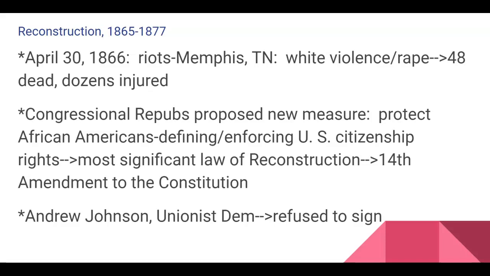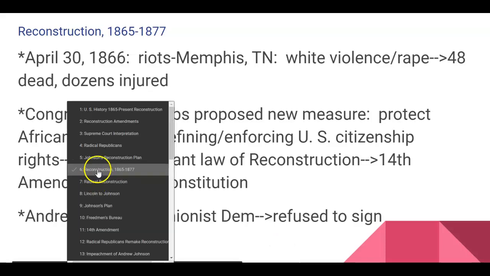Congressional Republicans proposed another measure. They were going to have to protect African Americans by enforcing United States citizenship, and the 14th Amendment allowing citizenship was really a big deal, obviously. Andrew Johnson said, no, I'm not signing it, because he was a Unionist Democrat, meaning he was in the Union, but he was a Democrat like the Southerners, and he refused to sign it. So it's basically obstruction of Reconstruction.